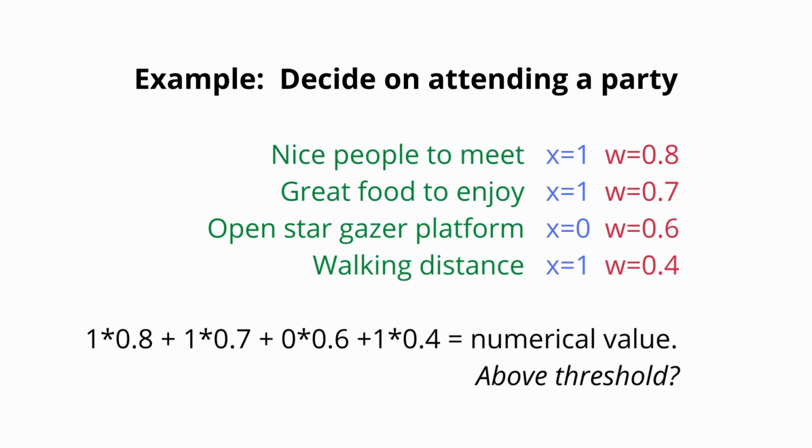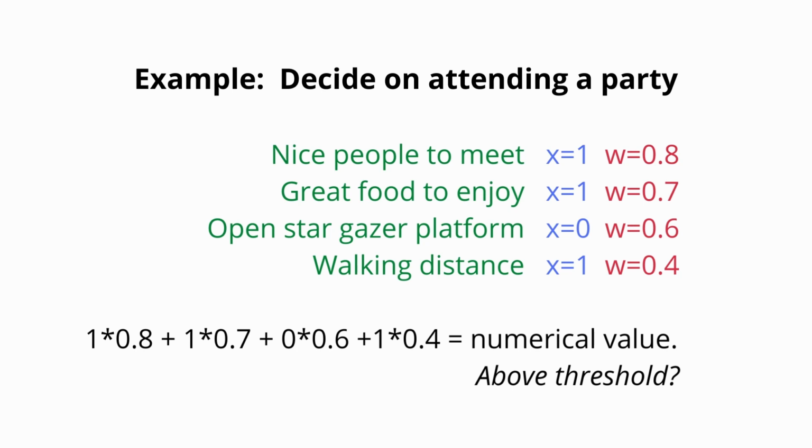So what we have? First line, x is 1, w is 0.8, so you have 1 times 0.8 plus second line, 1 times 0.7 plus 0 times 0.6 plus last line, 1 times 0.4. And this gives you a numerical value. And now comes the interesting part. A neuron fires only if it's above a certain threshold.